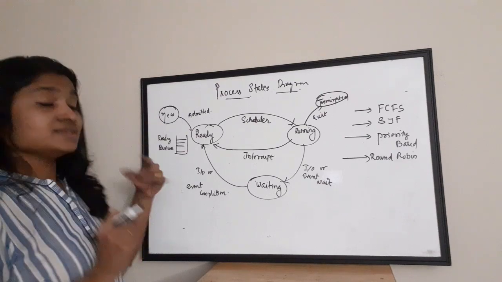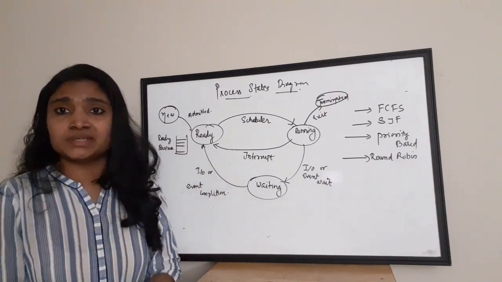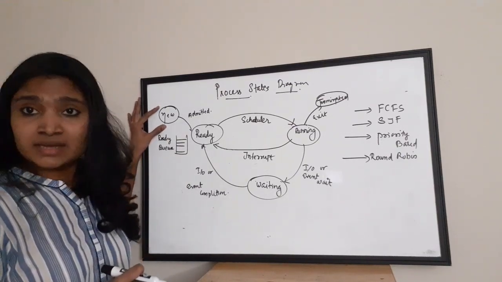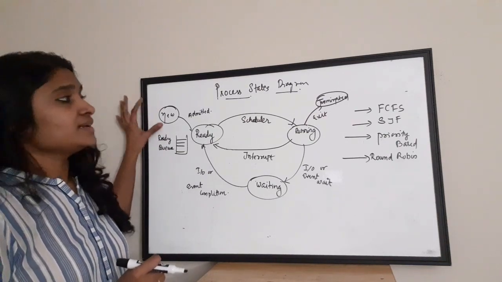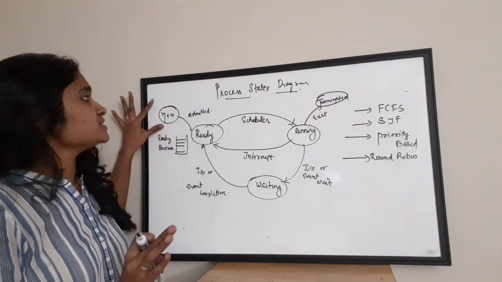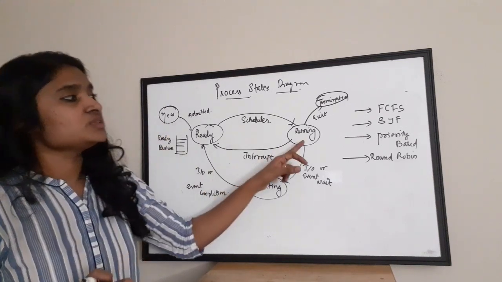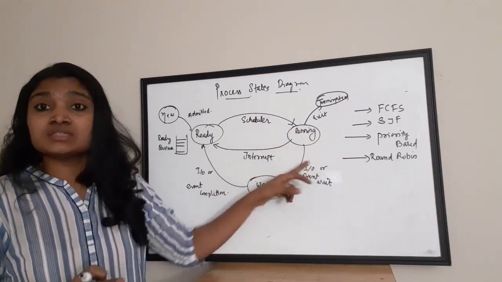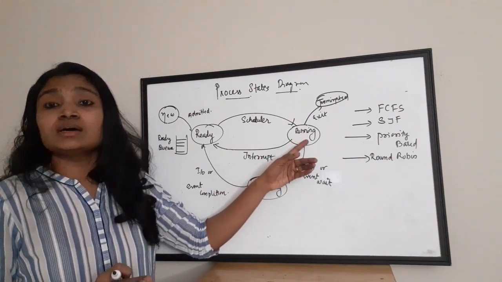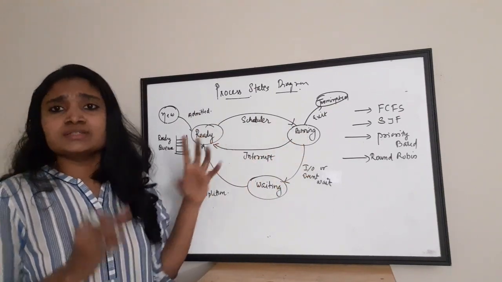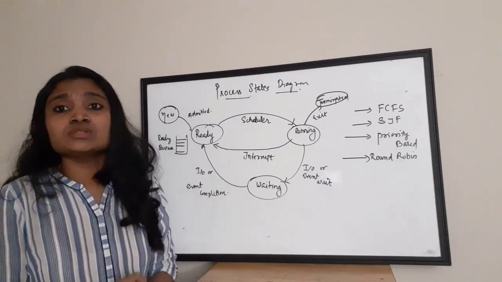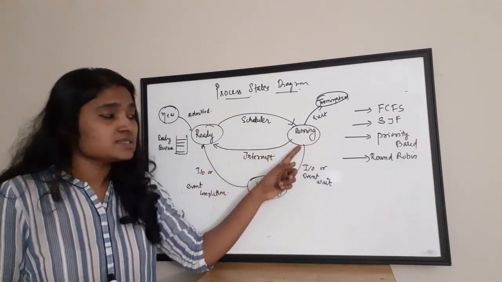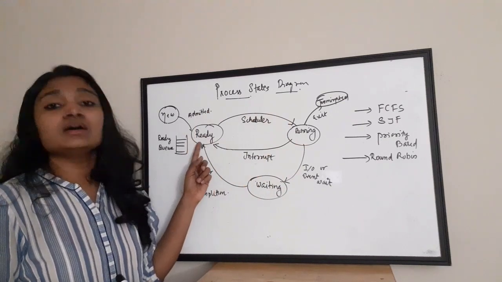As I said earlier, when a program is being executed, it is called a process. When a process is created for the first time, it is in the new state. That is, the program is now ready for execution. Before going to the running state, where the process is actually running, the operating system has to analyze the criteria and the constraints of the process. So before going into the running state, the process has to wait in the ready state.